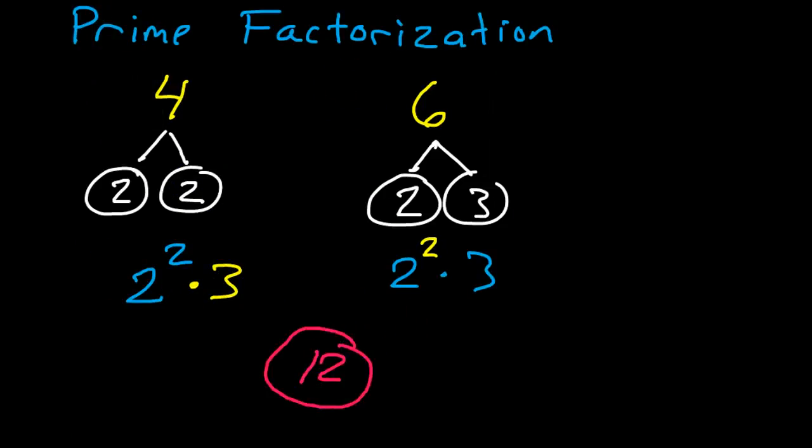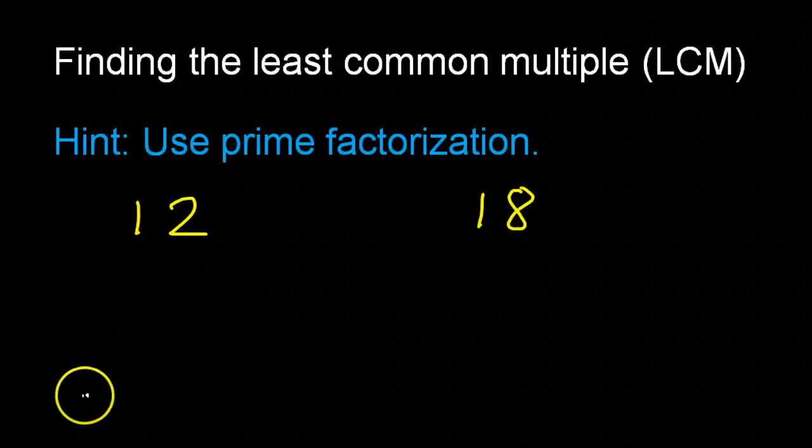Okay, let's look at one more example. Say we want to find the least common multiple of 12 and 18. Alright, this would be a little bit harder to do in your head. You could do a couple of them, but it'll be a lot easier to use the prime factorization. So let's use our factor tree to find the prime factorization of 12 and 18.